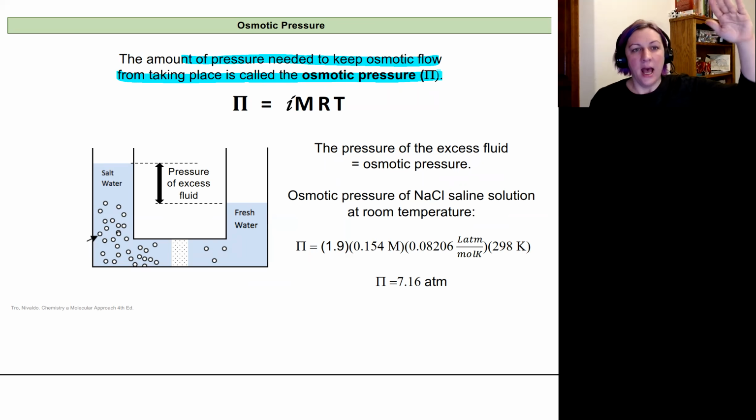Osmotic pressure is how much pressure it takes. How much force do I have to press down on my more concentrated side that would prevent the water from flowing across the semi-permeable membrane?